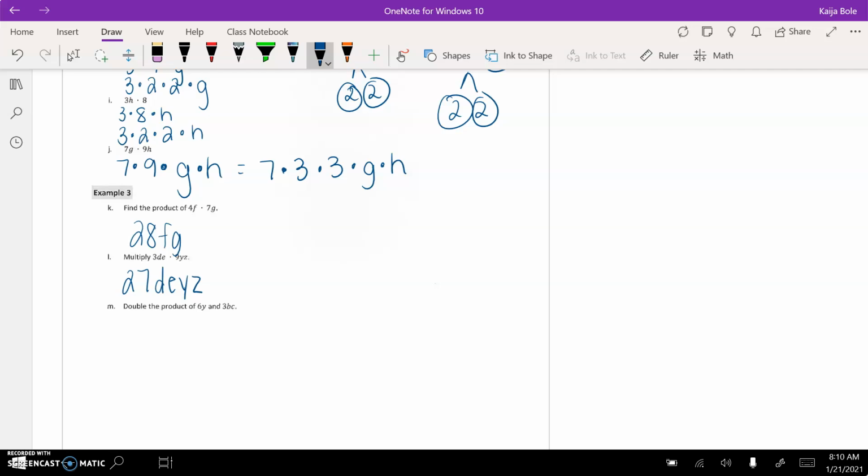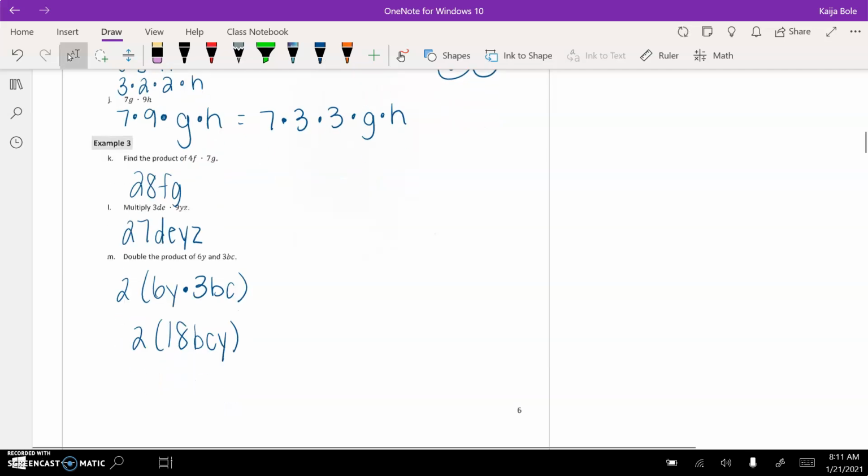And now the last one, double the product of 6y and 3bc. So I have to do the product of 6y times 3bc. And now I'm going to double it, which means I'm going to multiply it by 2. So order of operations, we'll do the parentheses first. So 6 times 3 is 18. So we get 18bcy times 2. And then 2 times 18 would be 36. And we get 36bcy.